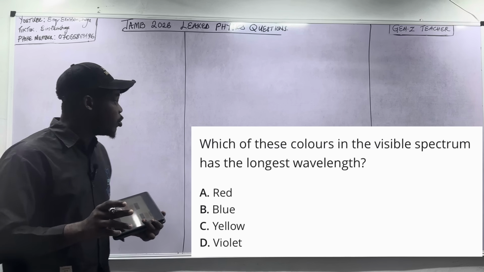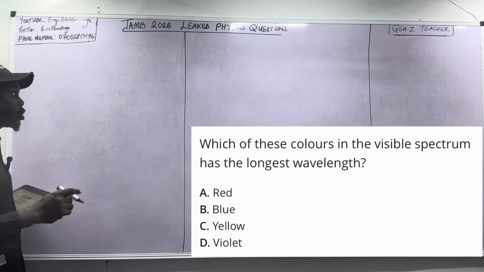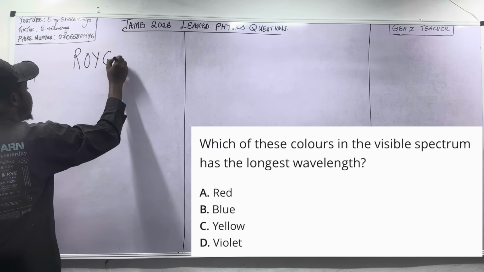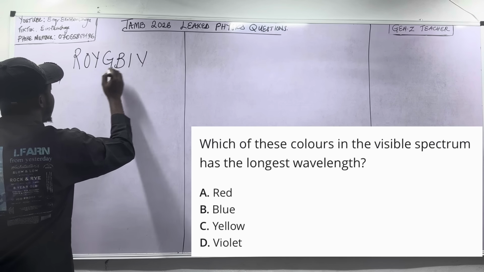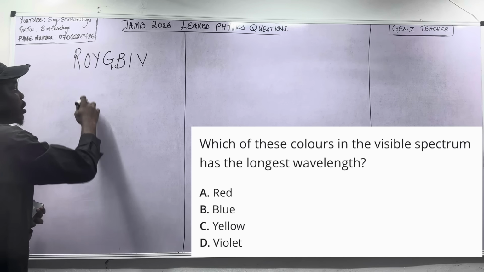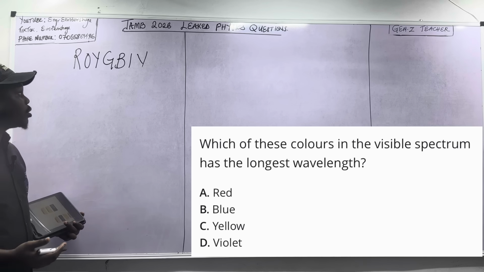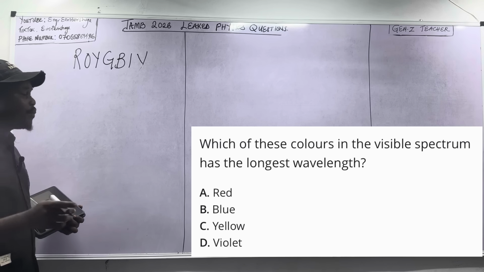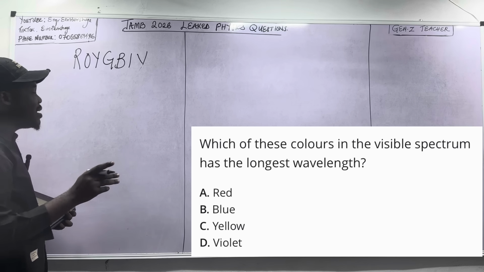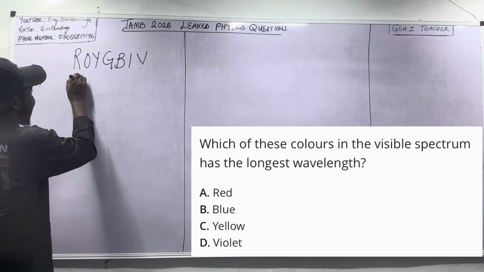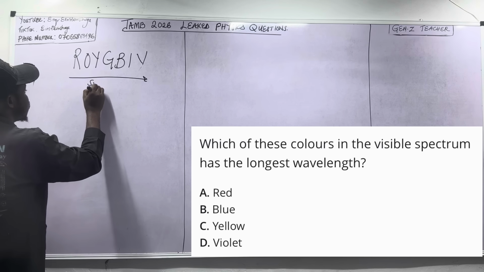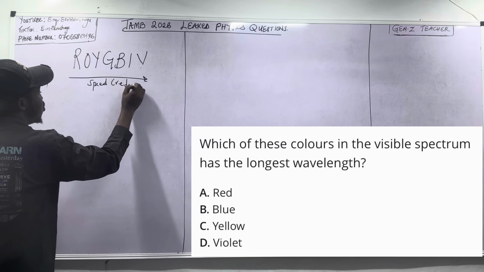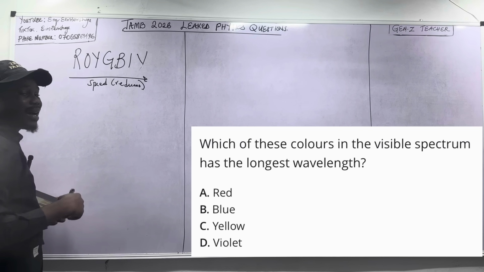Quickly remember, for our visible spectrum we have the colors of light as ROYGBIV, where R stands for red, O is for orange, Y is for yellow, G is for green, B is for blue, I is indigo, and V is violet. Now remember, the speed of these colors reduces as it is going this way, meaning red has the highest speed.